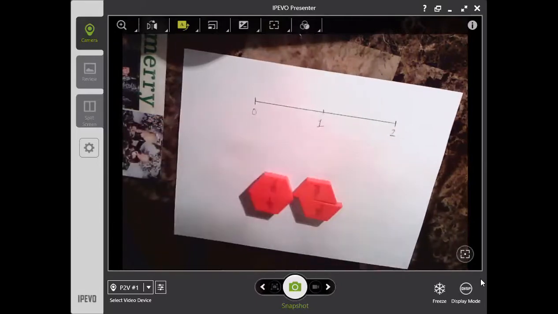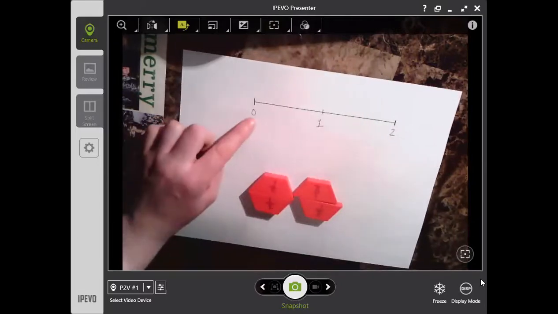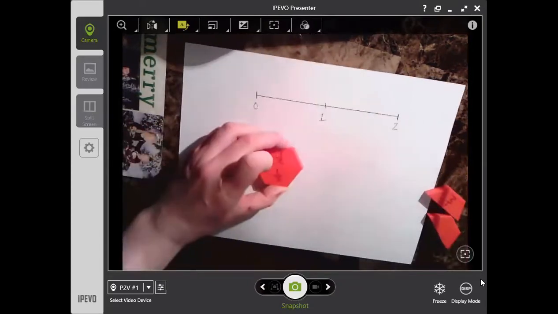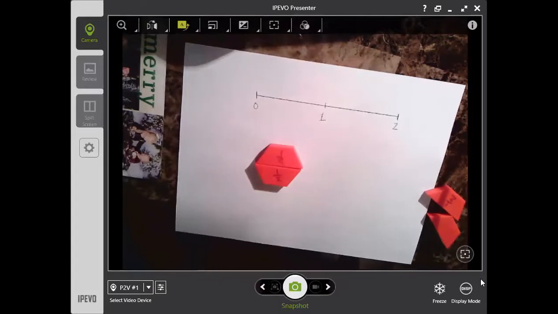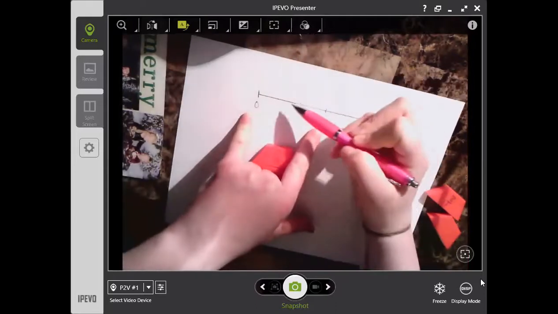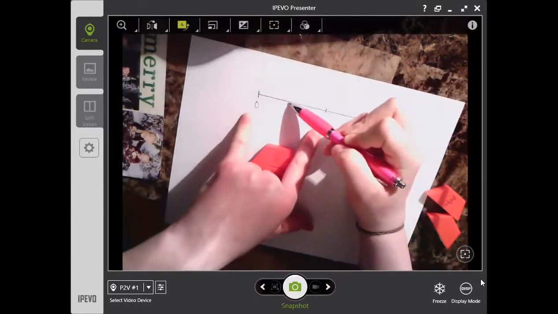So I have to split it into halves. Between 0 and 1 whole, if I have nothing and then I have a whole, there's going to be 2 pieces. So if I need to split this segment into 2 pieces, I need to draw a line right about here.